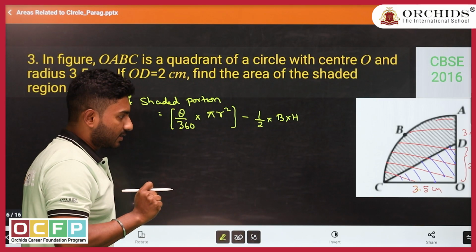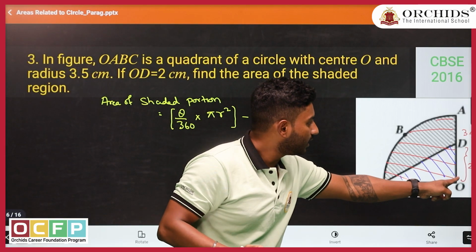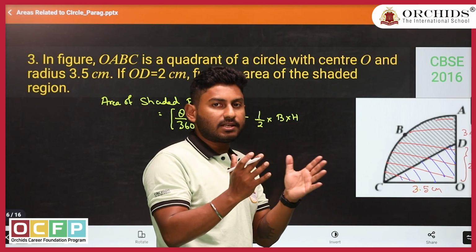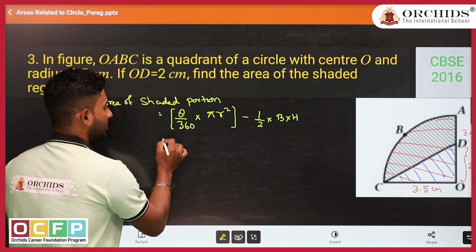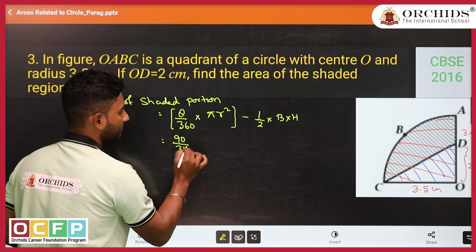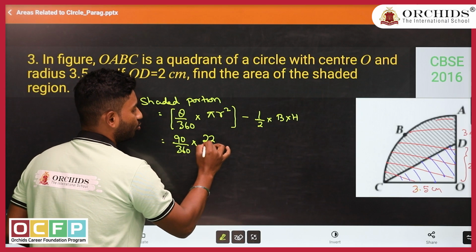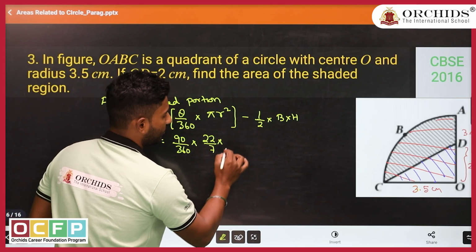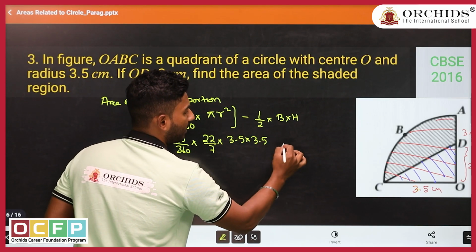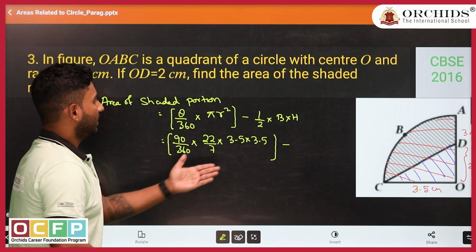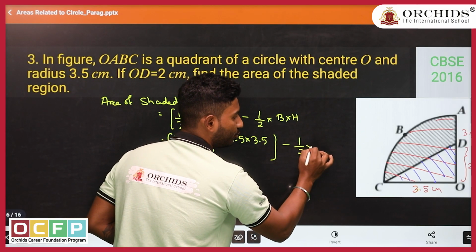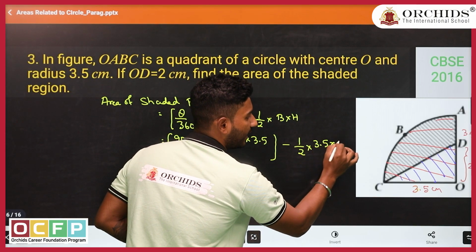Now the fact is, we know everything. We know the height of the triangle, we know the base. So easily you can find out this particular question. Just put the values. Theta is what? 90 degree. 90 by 360 into pi, which is 22 by 7. R is how much? 3.5 into 3.5, minus. So this is the sector part minus the triangle part. Half into base, which is 3.5, and height is 2.